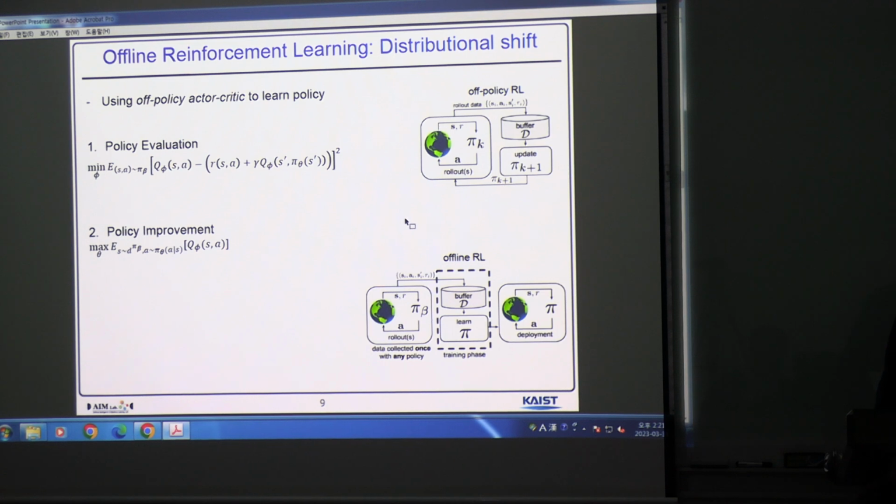So what is this? You can see that off-policy and offline RL are different. But here we also have some buffer, so the very naive way is to directly apply some algorithm from off-policy RL to offline RL. And the procedure is similar. But the problem here is that it suffers from the distributional shift.